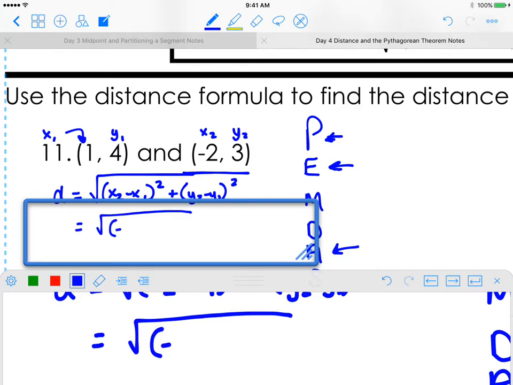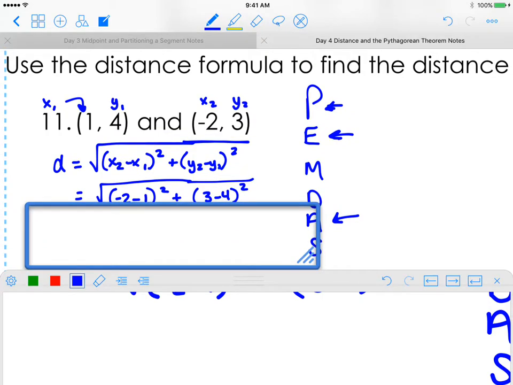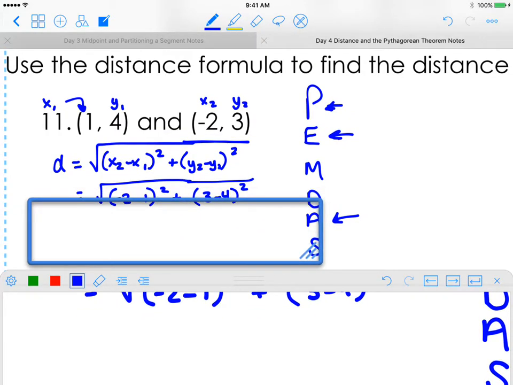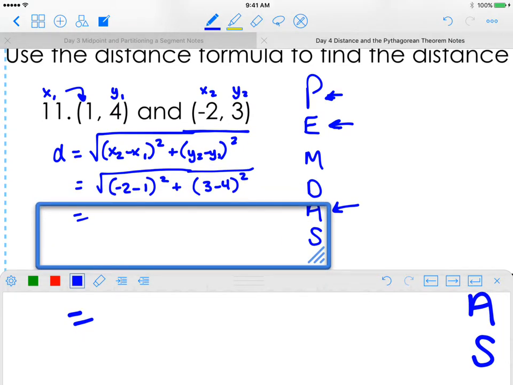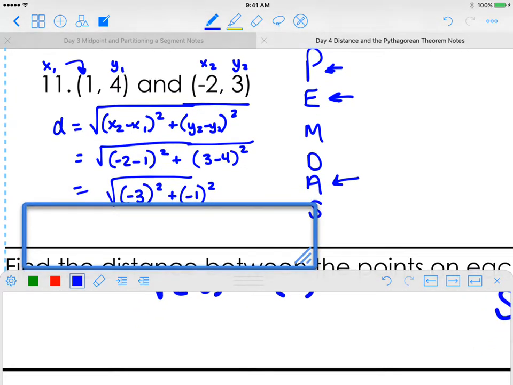So x2 minus x1, so negative 2 minus 1 squared plus y2 minus y1, so 3 minus 4 squared. Now the beauty of the distance formula is because distance is always a positive number, we square it because if you square a negative number, it becomes a positive number. Okay? So even though we're fixing to get negative 3 squared plus negative 1 squared, if we remember that we've got to square our numbers first before we add them, we'll be in great shape. If we try to do something else, it's going to mess us up real quick.